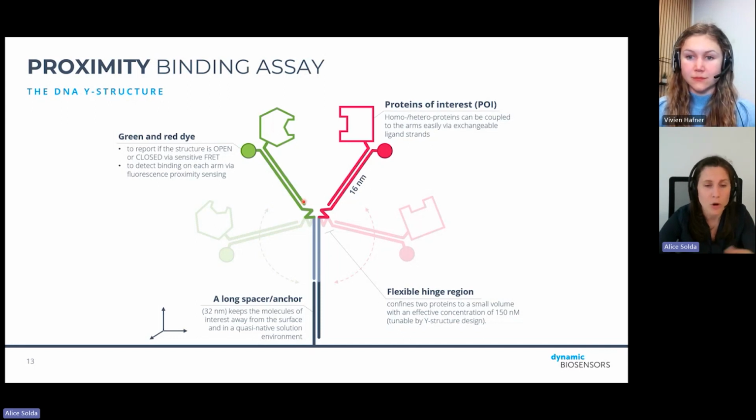for example, a capture. Although we always try to suggest a direct or clean Y structure, because the more things you put on top here, the more crowded the system is, and the more difficult it is to interpret the data. So a histag can be used, streptavidin not optimal, but can be used, and so on.